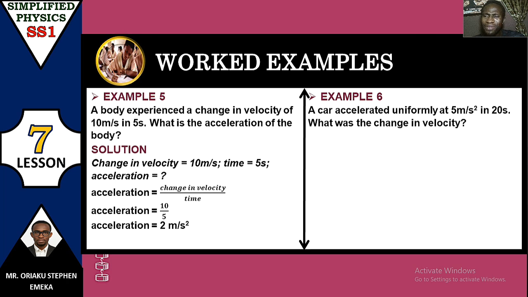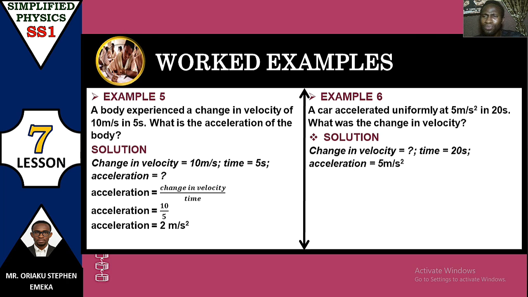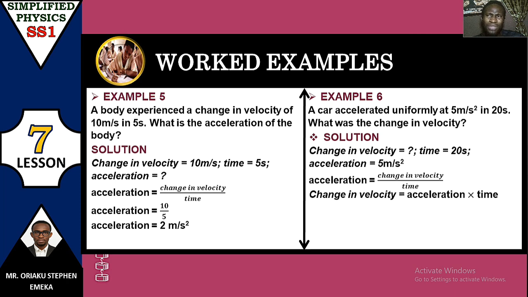Now example 6. A car accelerated uniformly at 5 meter per second square, this is the acceleration, in 20 seconds, that is the time. We are being asked to find the change in velocity. Now, very simple. These are the givens. Remember that acceleration is change in velocity over time. So we make change in velocity the subject of the formula. It means that change in velocity will be acceleration times time. So it will be 5, which is the acceleration, times 20, and that is going to give us 100 meter per second. So that is our answer.